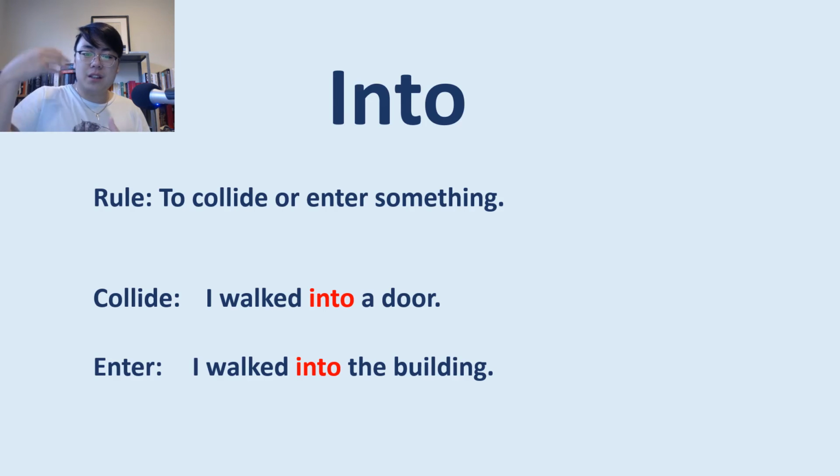So you say I walked into the building. In this sentence, it mostly means that you had a building and you opened the door and you went inside it. It doesn't mean that there was a building and you collided into it, because you can go into the building. So those are all our prepositions.